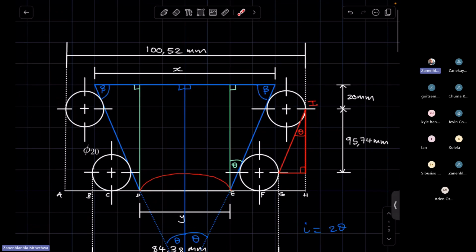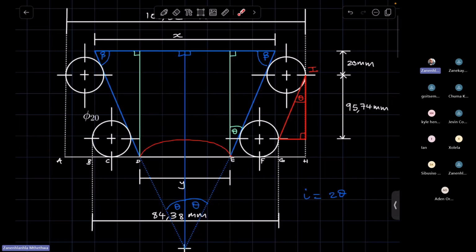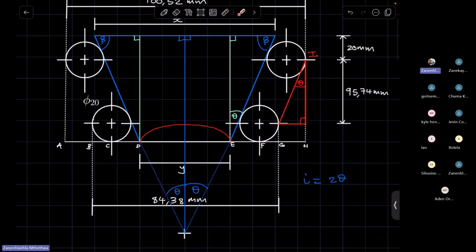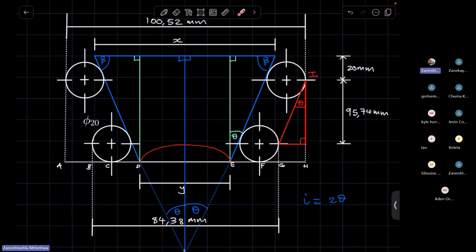So at the moment, we've gone up to calculating the angle theta. Now we are going to calculate our other unknowns, being the value of y as well as the value of x. I'm going to show you how we go about getting those measurements. First, we are going to calculate the value of y, because once we've calculated y, it's going to be easier to calculate x than to first calculate x and then calculate y.